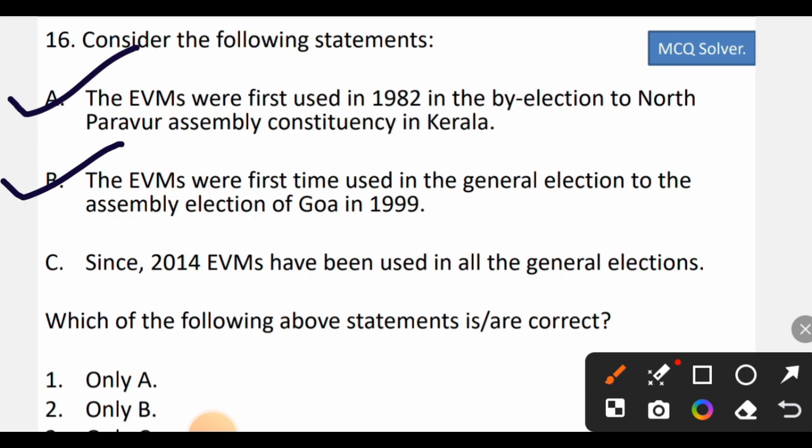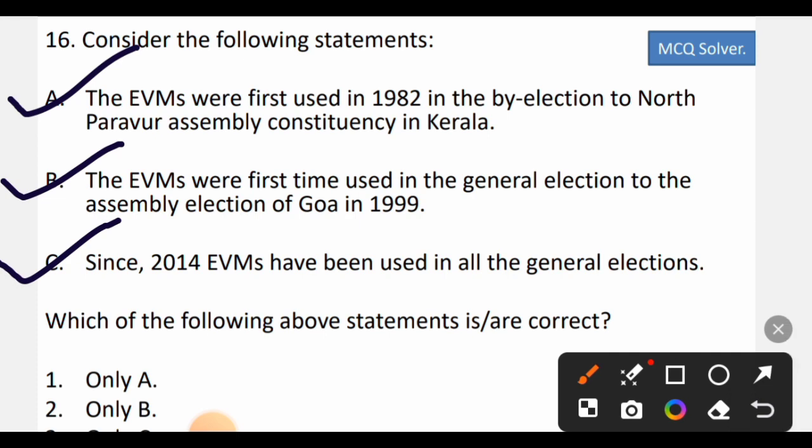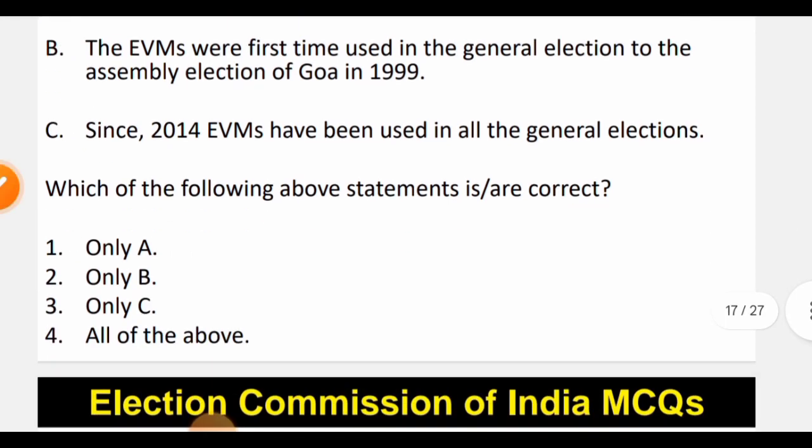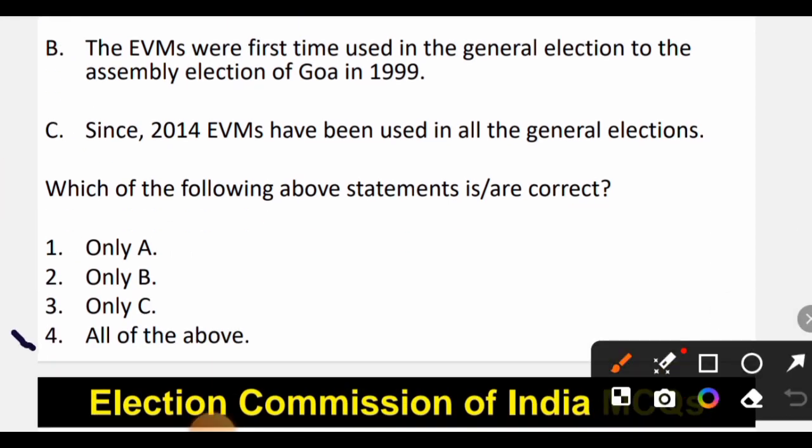When it comes to statement C, it is also correct because after 2014, whatever general election took place, whether it's a Lok Sabha election or a Rajya Sabha election or a state election, EVMs are only used by the Election Commission of India. So all the statements are correct. So the correct option will be option 4, that is all of the above.